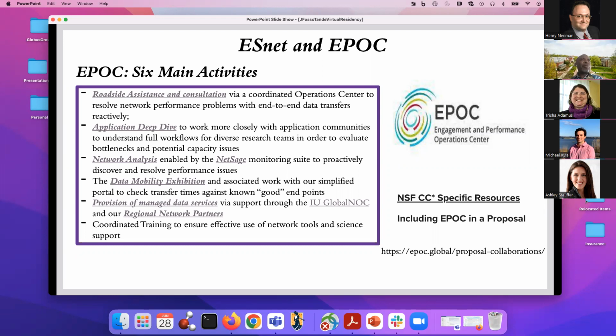They test how well a data transfer node is performing, and provide managed data services via support through the IU Global NOC and their regional network partners as well. They coordinate training to ensure effective use of network tools and science support. And one very important service that they provide is consultation on the CC* grant. So if you want to include them in your proposal, you can contact them and discuss the parameters of your collaboration.